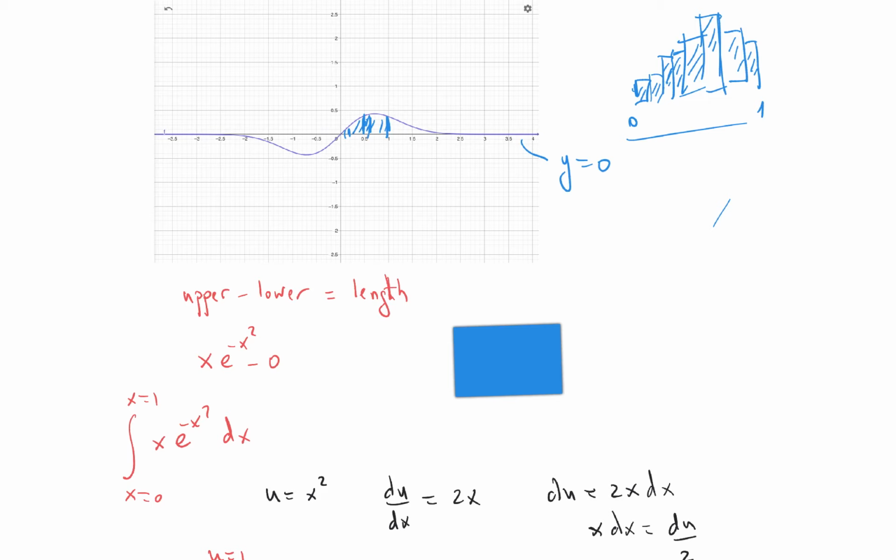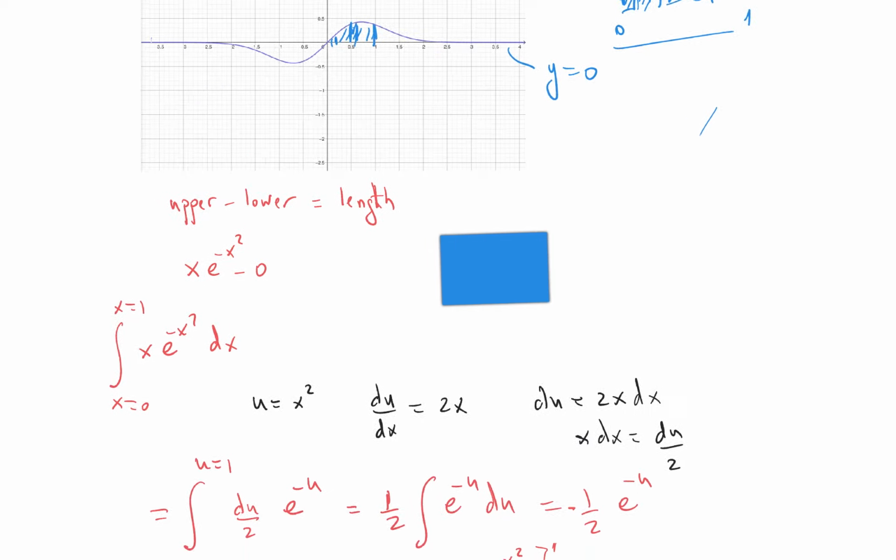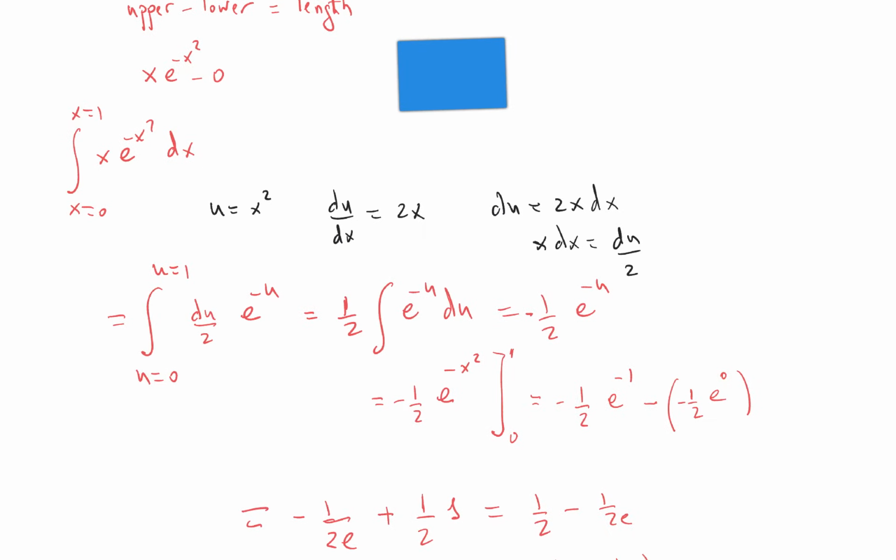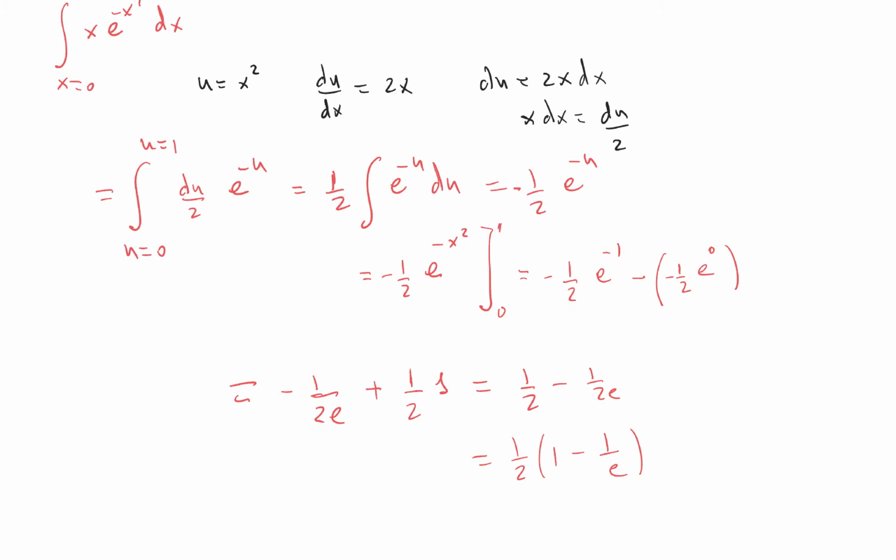Well, we make the substitution u equals x squared. The derivative of u with respect to x is 2x, so du is 2x dx. And x dx is sitting here, so x dx is du divided by 2. So du divided by 2 is x dx, and we do the integral, and you know how to do the integral, and I think this is the result, unless I made a mistake.